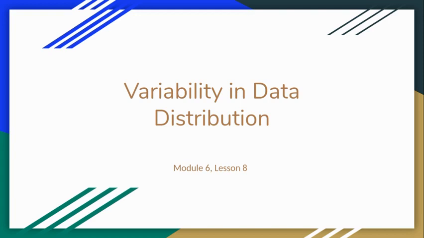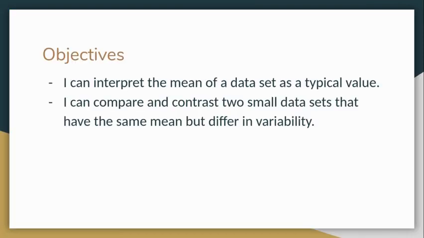Today we're going to explore variability in data distribution to better understand how a mean represents a set of data. Our objectives today are that we can interpret the mean of a data set as a typical value, and that we can compare and contrast two small data sets that have the same mean but differ in variability.